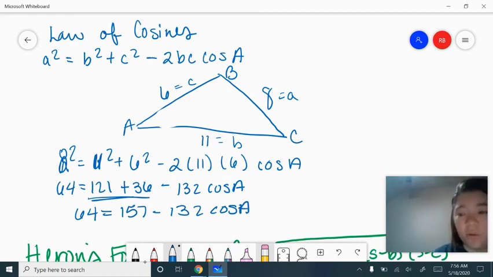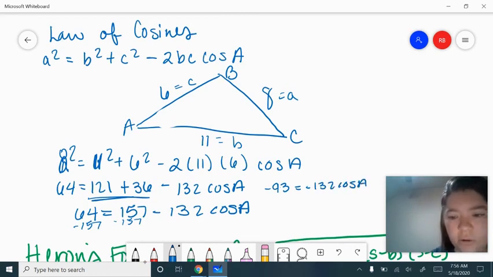However, I cannot combine the 157 and the 132 because of the cosine of A being multiplied by 132. So I'm subtracting 157 from both sides, and I get negative 93 equals negative 132 cosine of A. So we're going to divide by negative 132. So I have 93 over 132 equals cosine of A.